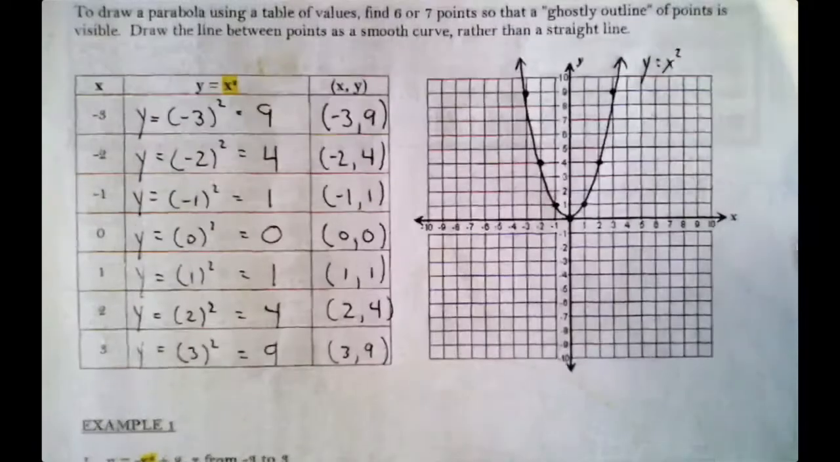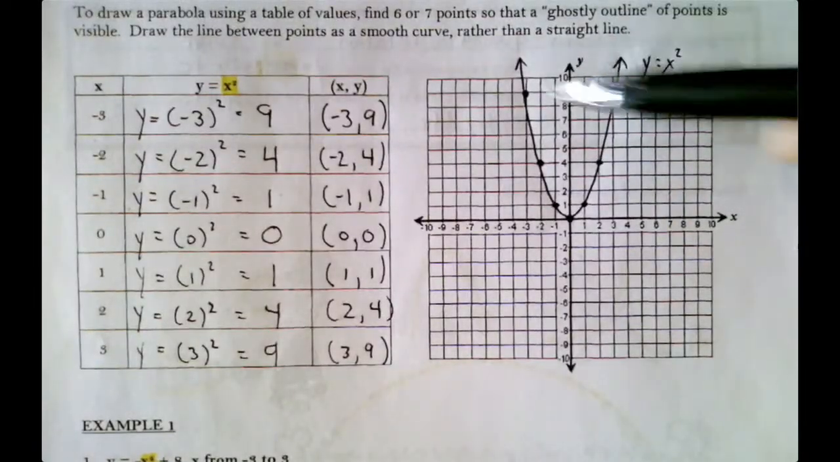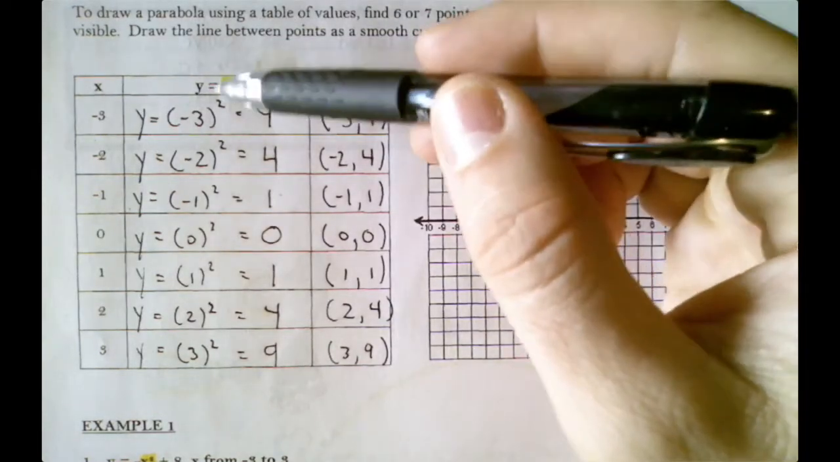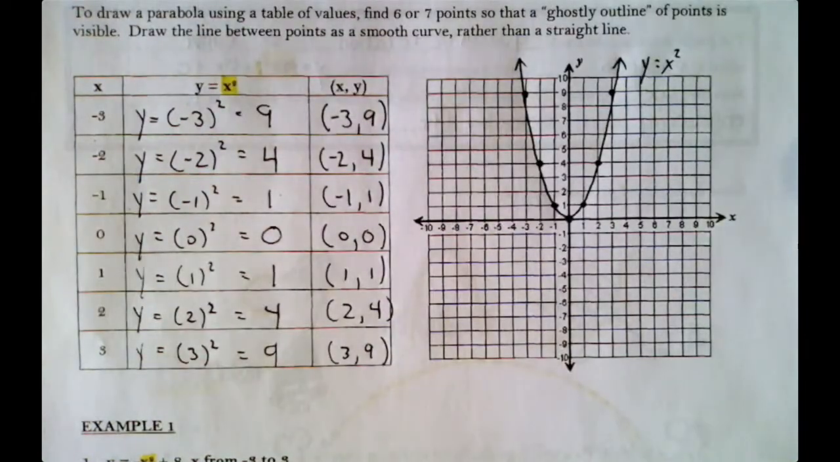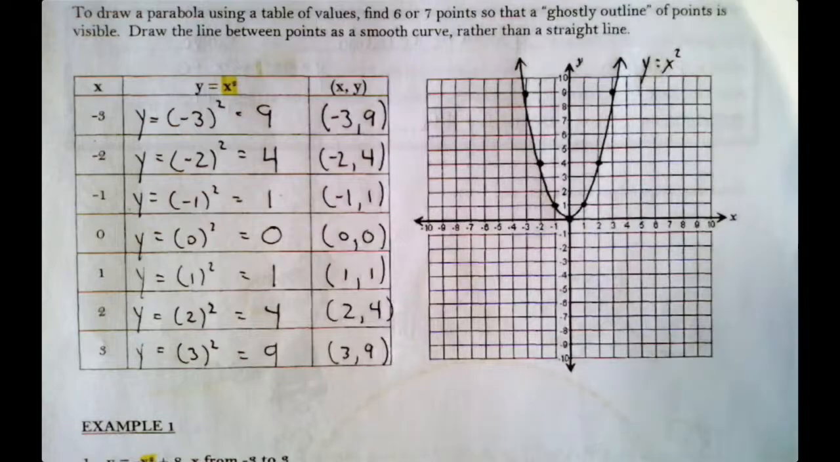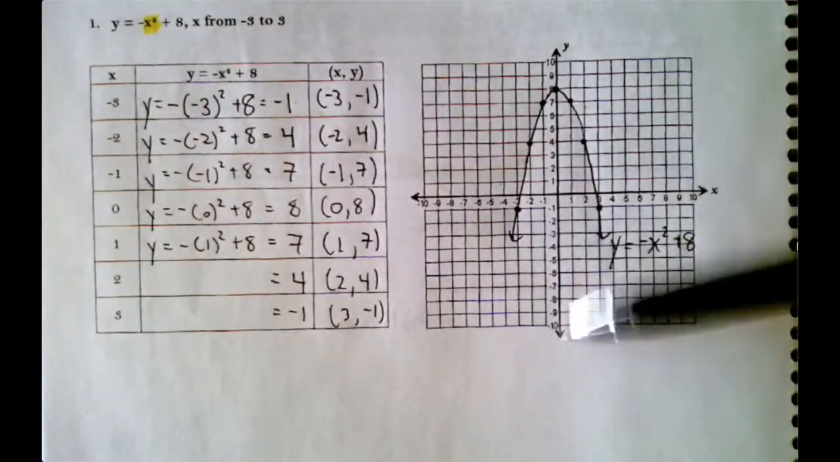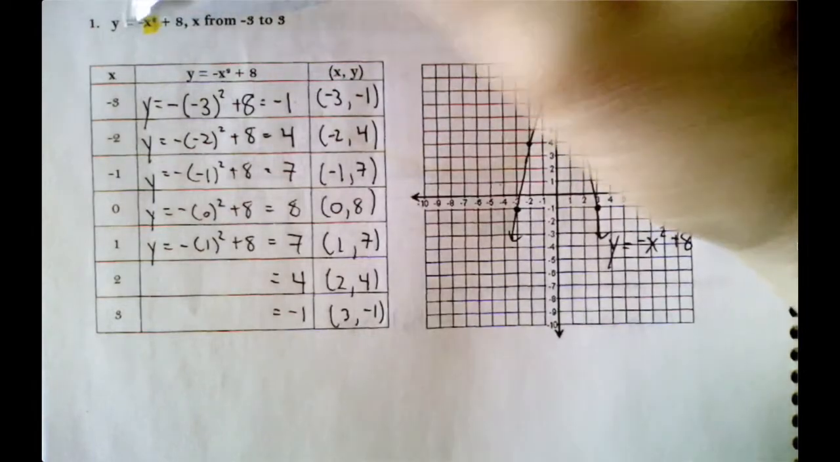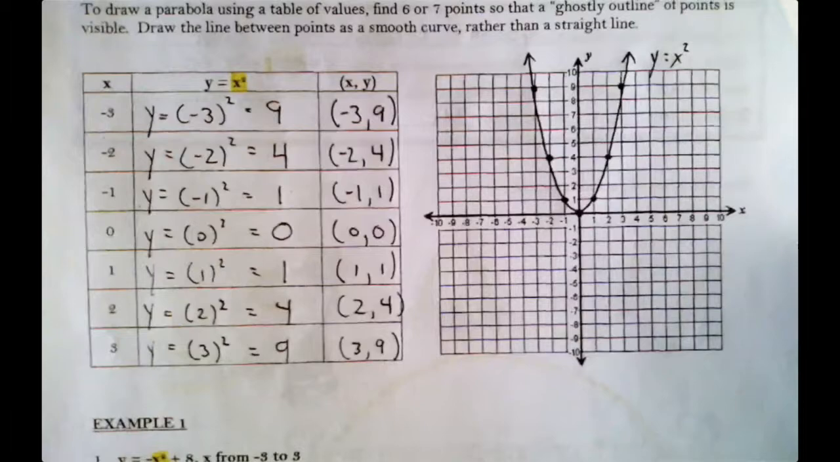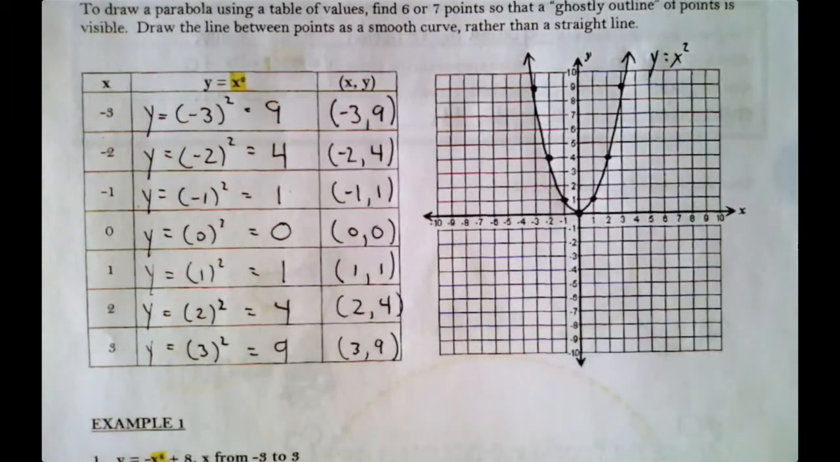So if we look at this one, this parabola is opening up, and the sign in front of the x squared is plus. The second parabola we just graphed is opening down, and the sign in front is negative. And this is called the direction of opening, something we're going to look at in the next lesson, and there's a really easy way to remember it.